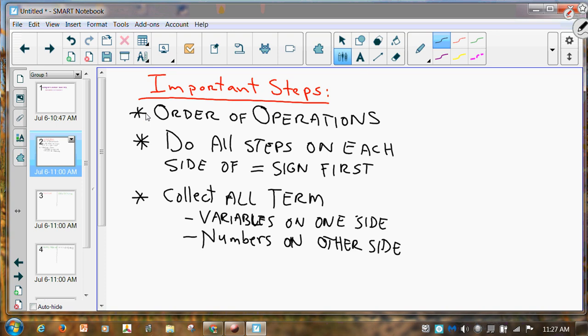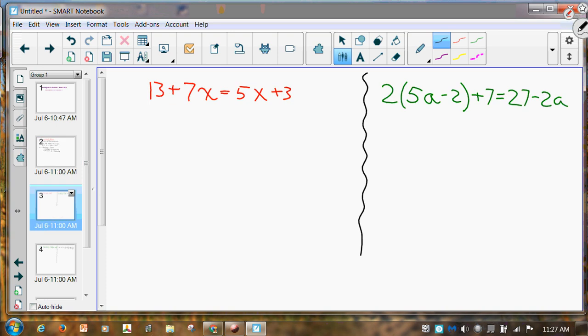Okay, so let's look at some examples, and what we'll do is work them step by step as we go along. The first one here is a pretty simple case: 13 plus 7x equals 5x plus 3. Let's start out by collecting all the variables on the left side and the numbers on the right side. In this case, there are no parentheses, and on each side there are not multiple different terms to add and subtract. I'm going to go through the steps, even though a lot of this can be done in your head when you get used to it.